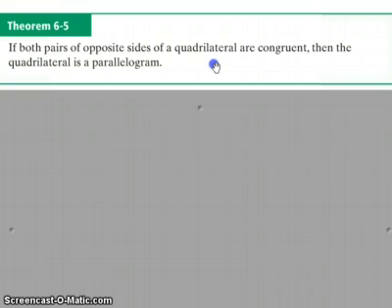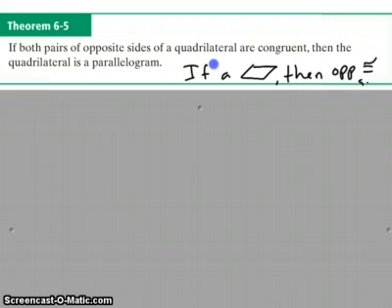We know that if it's a parallelogram, then we have opposite congruent sides. But we need to prove it as the converse. Is it true that if opposite sides are congruent, then it has to be a parallelogram? That's the idea of, is that sufficient enough? Is that enough information to know that it's a parallelogram?